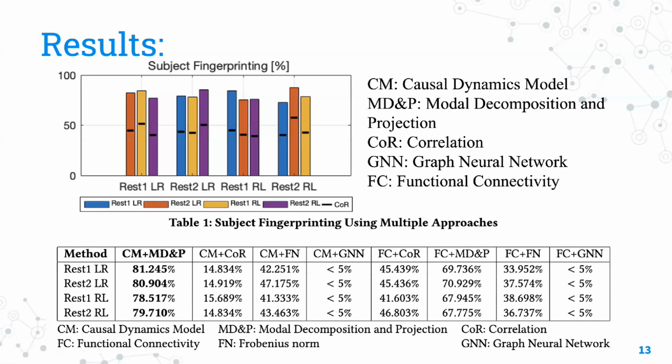Regarding the GNN method, we found that it was not suitable for subject fingerprinting due to data limitation. We also explored other deep learning methods using convolution or attention-based layers, but they showed similarly poor performance, often below 5%. The key takeaway here is that our causal modeling and projection method consistently outperforms traditional correlation-based methods, demonstrating the potential of using causal dynamics for more accurate subject identification.